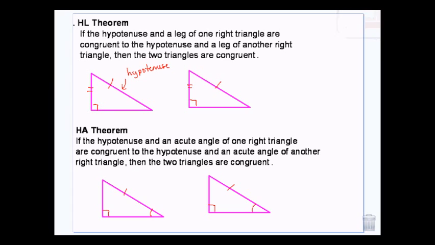To recap, our congruency criteria are side, side, side; side, angle, side; angle, side, angle; angle, angle, side; hypotenuse, leg; and hypotenuse, angle. That's all of them.